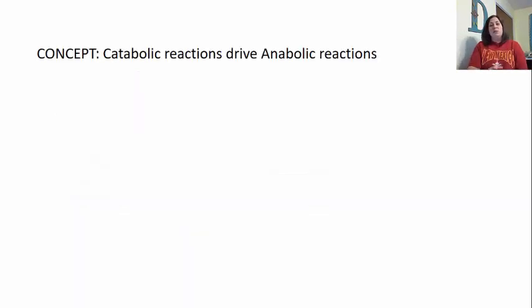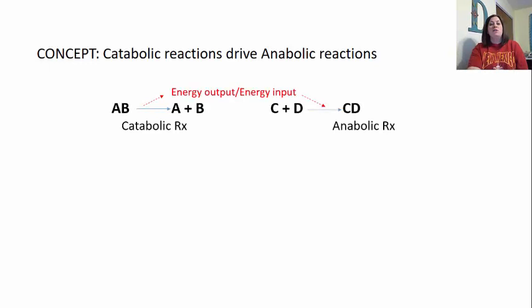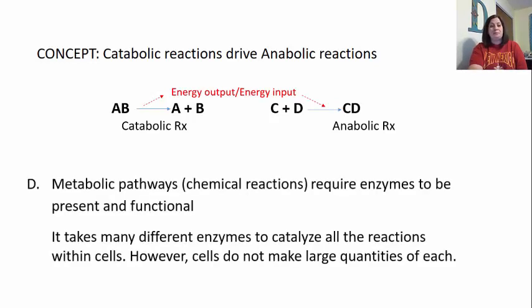So the concept here when we looked at this chart is that catabolic reactions, since they release energy, are going to drive anabolic reactions in order to give energy to build those new substances. So if you look here, the catabolic reaction takes A and B, and we're going to break it down into A plus B. Energy gets given off. It's an output. We then use that same energy as an input where we take C plus D, and we're going to combine it into CD. All right, so the catabolic reaction is going to drive the anabolic reaction.